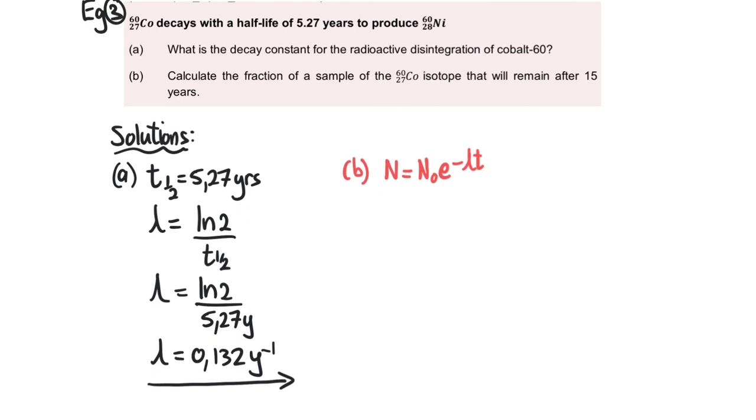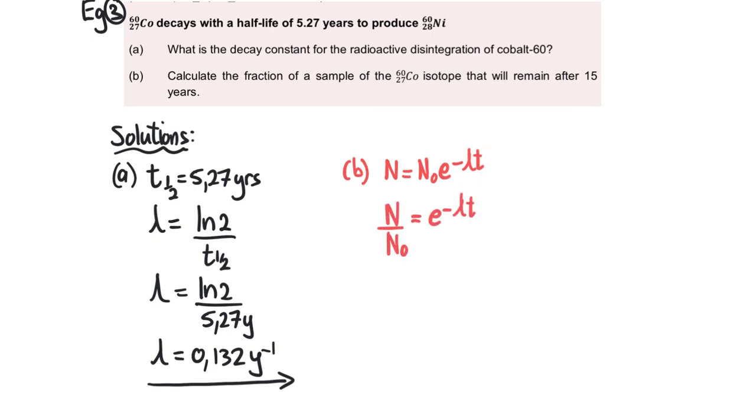Now looking at the second part of the problem: calculate the fraction of a sample of the cobalt-60 isotope that will remain after 15 years. So using the formula, the number of undecayed nuclei at a specific point in time equals the original number of undecayed, radioactive nuclei, multiplied by e to the minus lambda t.